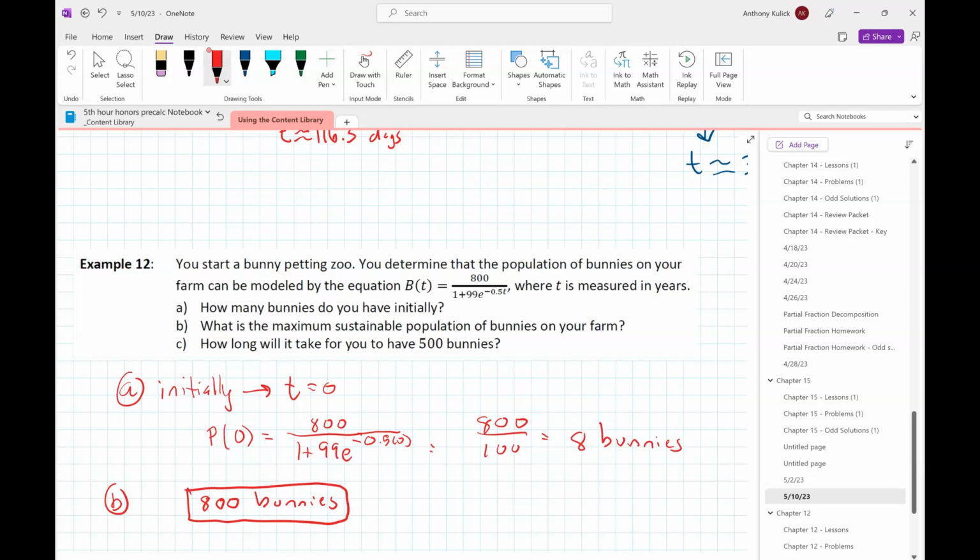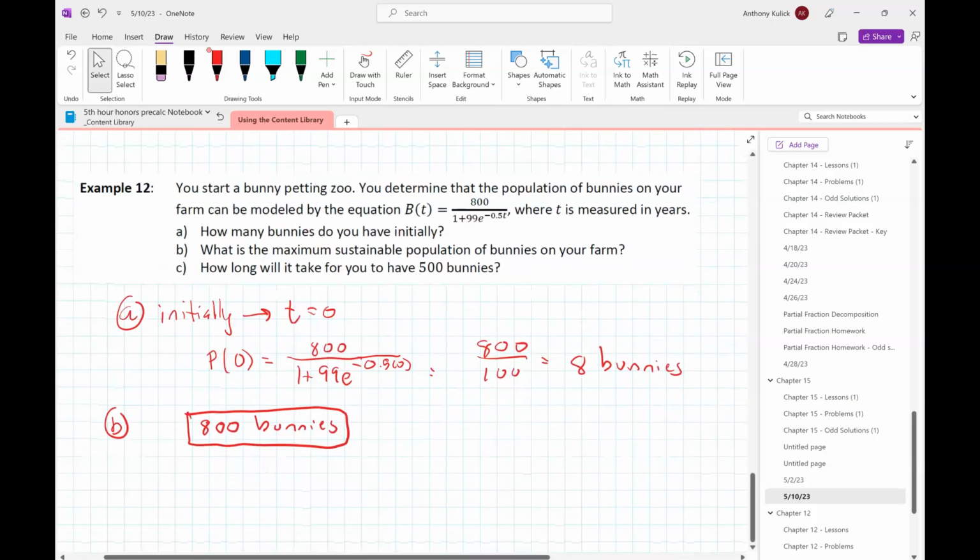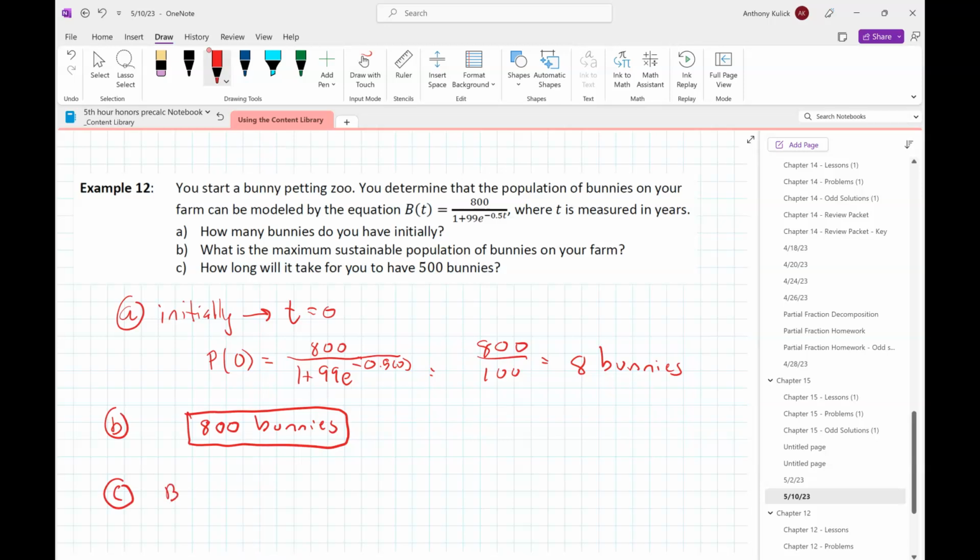So I got that from not doing anything at all. I just had to remember how to find those horizontal asymptotes for the logistic and then look at the function, right? I didn't do any calculation or plug anything in. I just looked at the number and said, oh, that's the upper bound. Part C then says, how long will it take to have 500 bunnies? So I'm going to solve b of t equals 500.